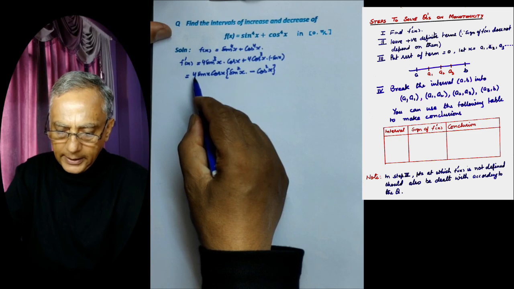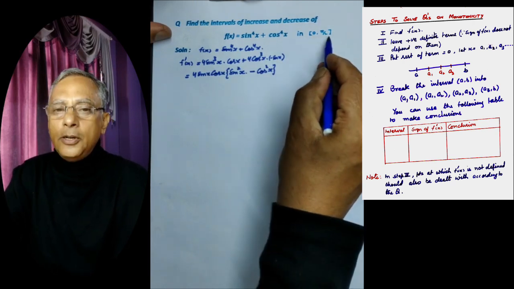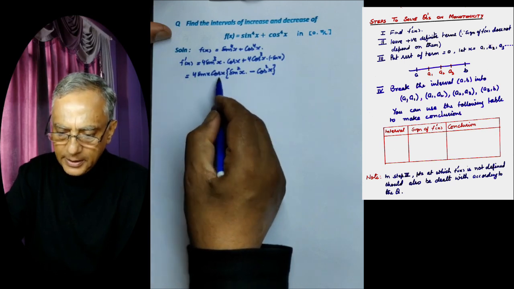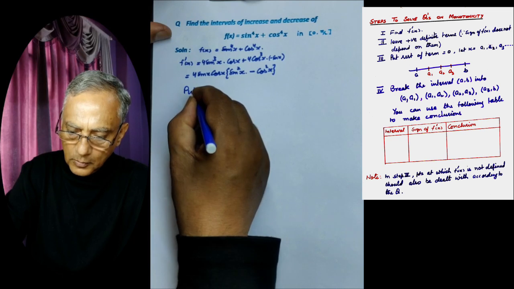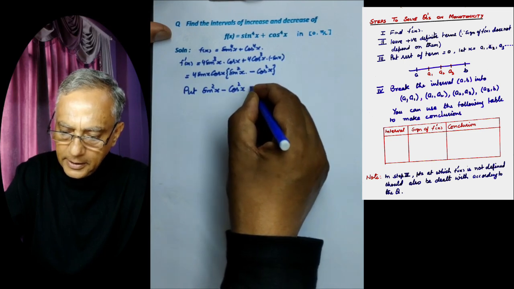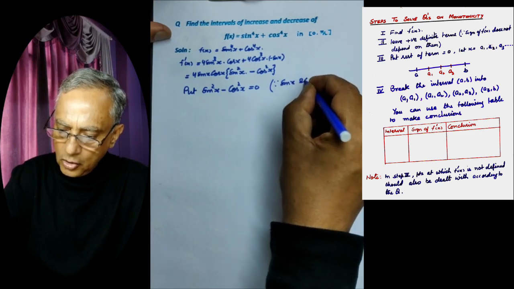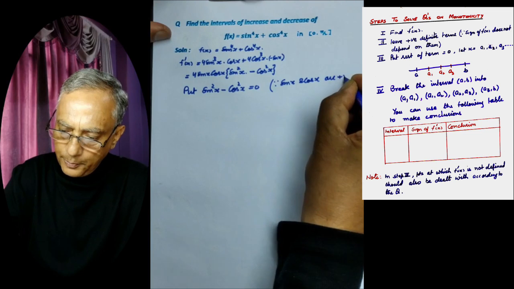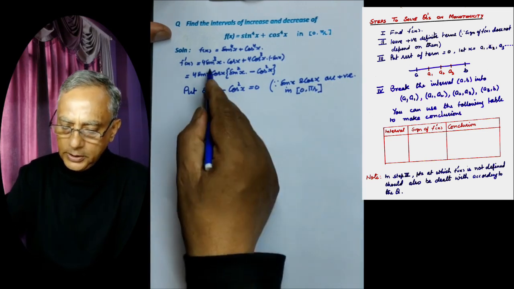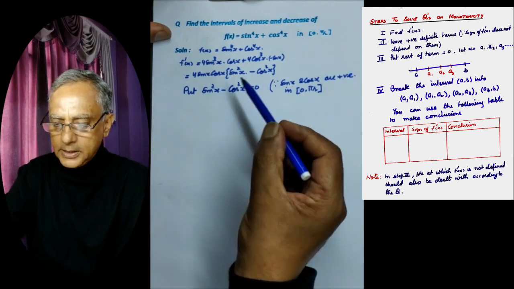Now, are there any positive definite terms? Yes, these are positive definite in 0 to pi by 2. In the first quadrant all the t ratios are positive. So we can leave this and put sine square x minus cos square x equal to 0, because sine x and cos x are positive in 0 to pi by 2. They do not change their sign in this interval, so we can leave them and put this equal to 0.